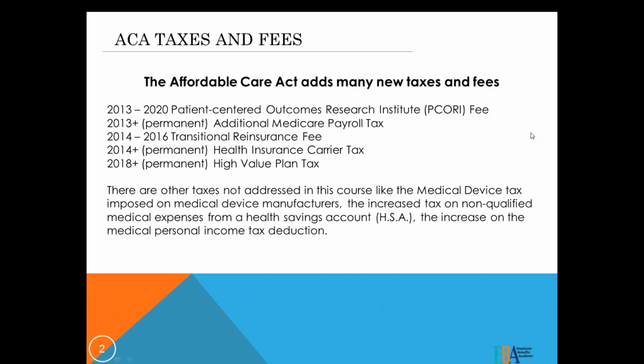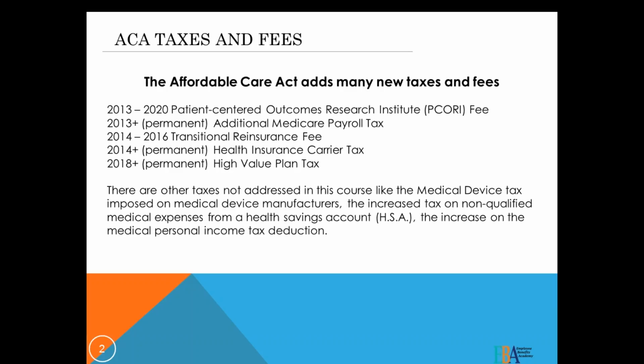When we talk about the Affordable Care Act, we have several new taxes and fees being addressed. Today we're going to address the major ones: the 2013 through 2020 Patient Centered Outcomes Research Institute fee, or PCORI. We see another permanent tax with the additional Medicare payroll tax, the transitional reinsurance fee, the health insurance carrier tax, and then the high value plan tax, also known as the Cadillac tax.